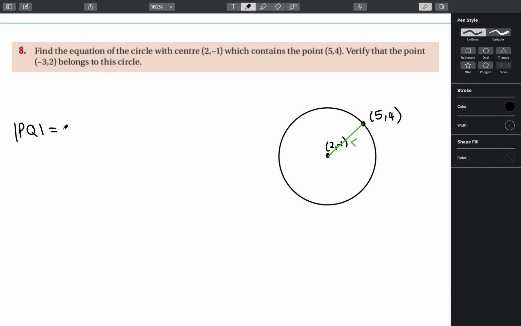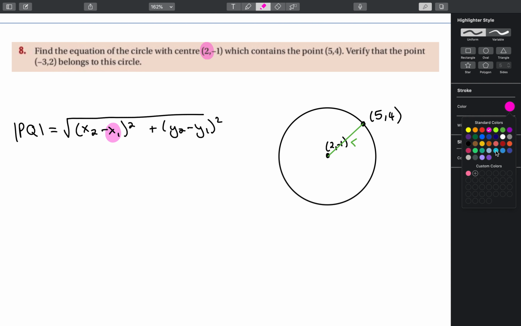And that is in the log tables, and it is going to be x2 minus x1 squared plus y2 minus y1 squared. That's our formula for that. Where do those things come from? Well, that's my x1, so I'm going to say x1 there. My y1 is going to be from that bracket as well, so there's my y1. So I'm going to have 5 here, which is my x2, and then I'm going to have 4, which is going to be my y2.